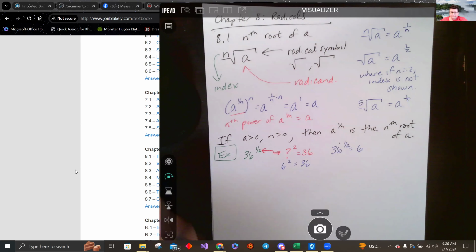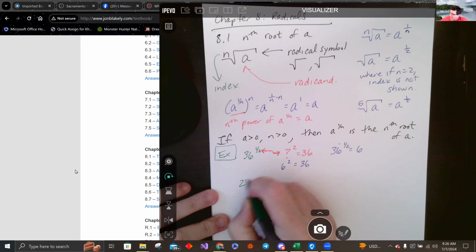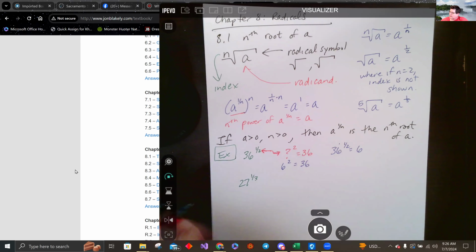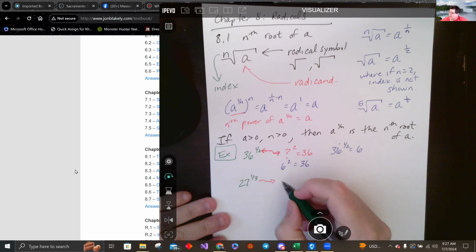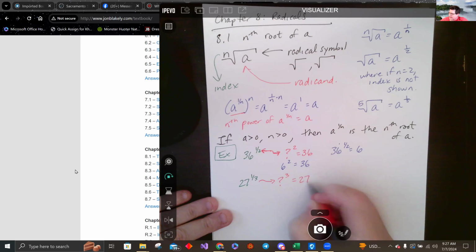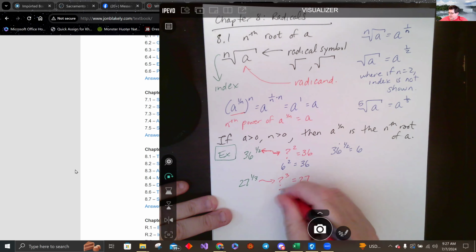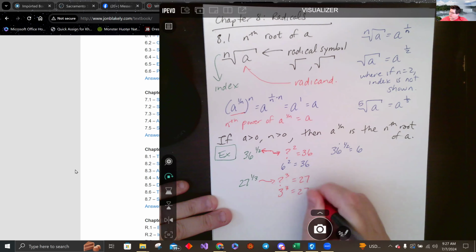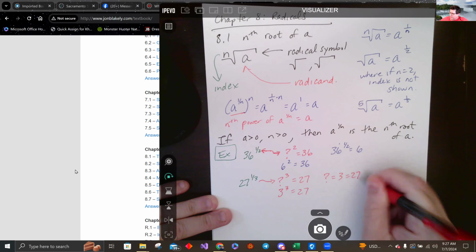Next example. If we had 27 to the 1/3, what I'm trying to say is we're going to use this 3 here, and that's going to give us our exponent. What raised to the third power equals 27? 3 cubed is 27. So the question mark equals 3, which is 27 to the 1/3 power.